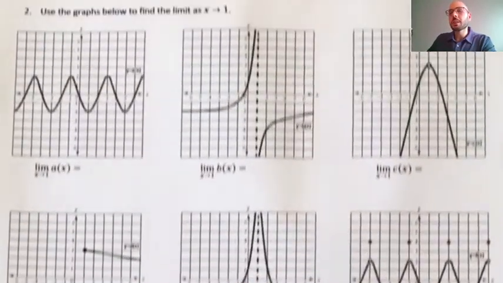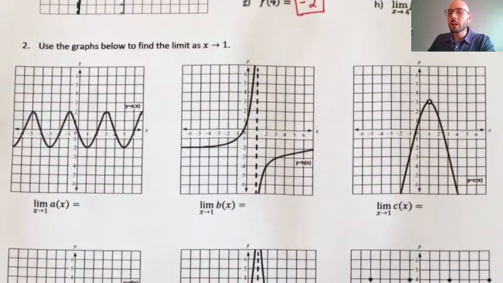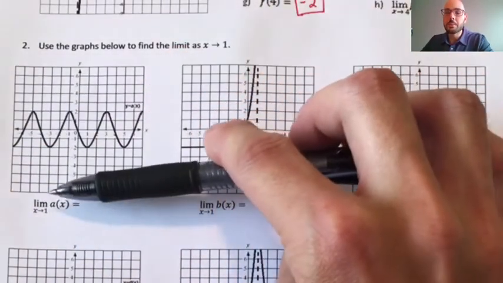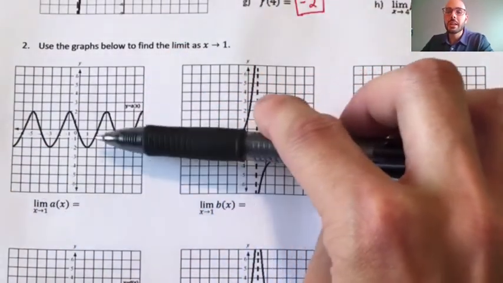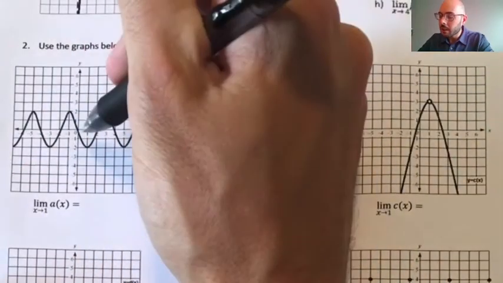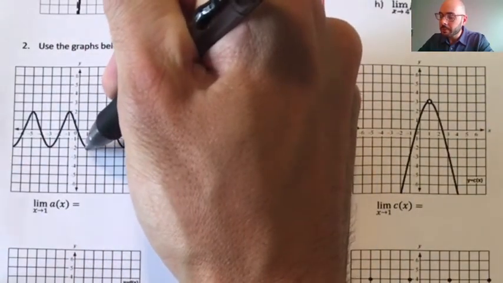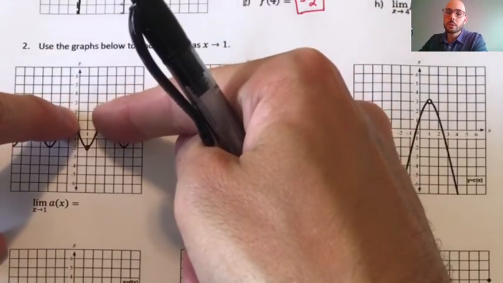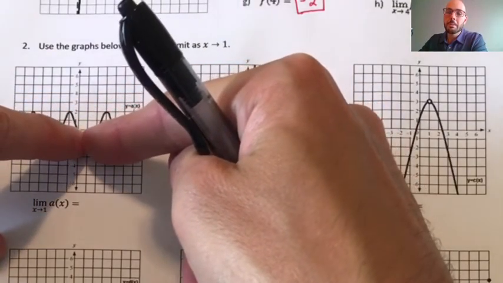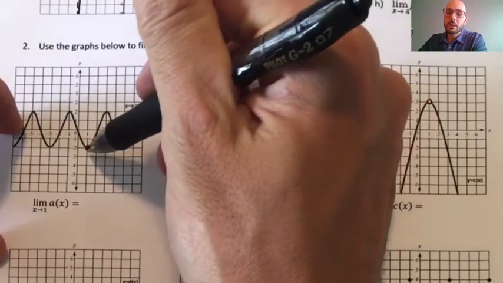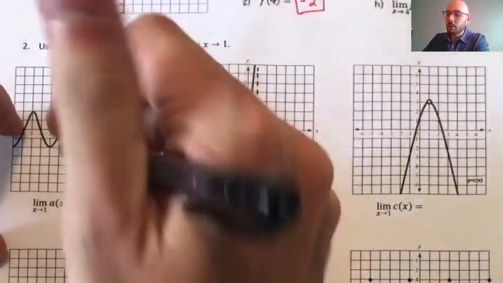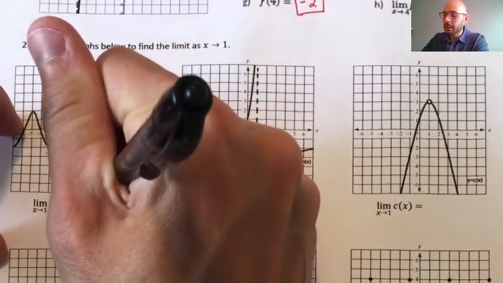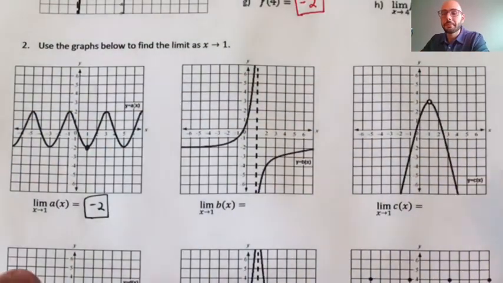So pause, try them yourself. I'm going to go over them very quickly right now. So the first example, the limit as x approaches 1, here we have a graph. Here is where x is 1. So if I put my two fingers on the right and on the left and head towards 1, they're both going to meet up and agree. What is the y value where they meet up? They meet up at a y value of -2. So that's going to be the limit's value there.